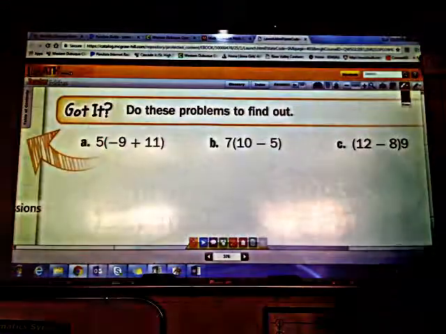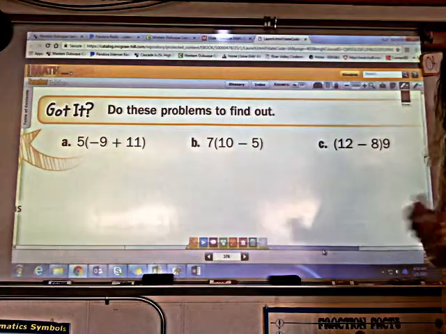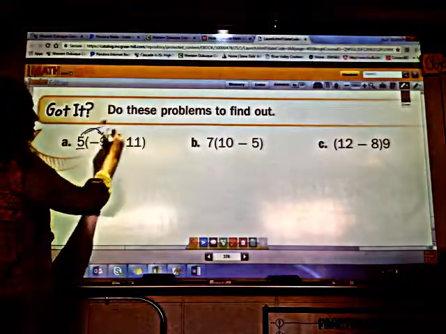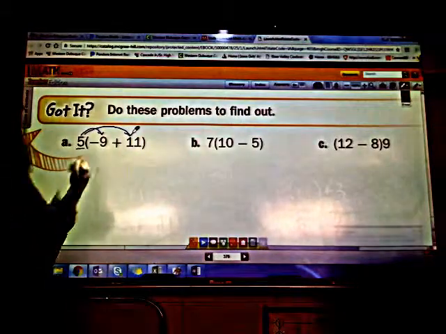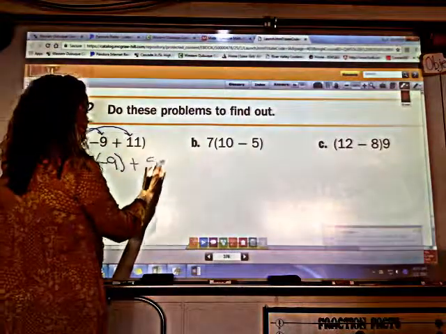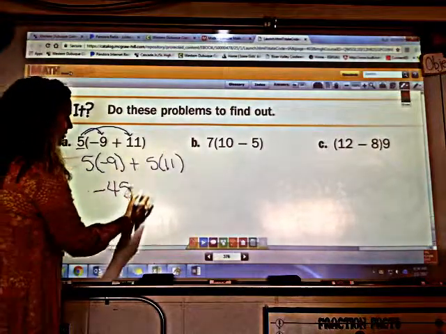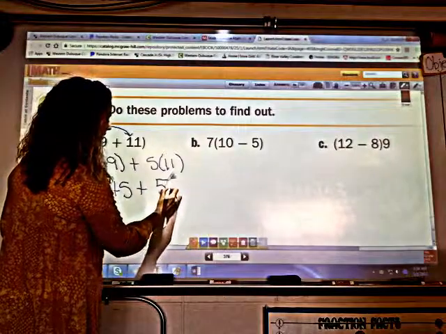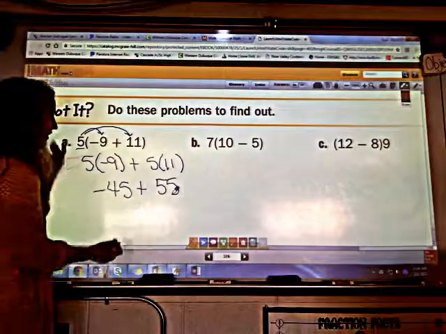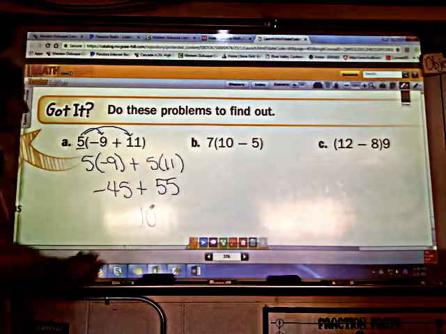We're going to go ahead and take a look at problems A, B, and C together here. Using our distributive property, we're going to rewrite it, and then we're going to evaluate it. As I take a look at letter A, 5 is on the outside, being distributed to each term on the inside. So I'm thinking 5 times negative 9 plus 5 times 11. Well, 5 times negative 9 would be negative 45, plus 5 times 11 is 55. I have a negative number and a positive number, so I'm going to subtract those two. 55 minus 45 would be 10.